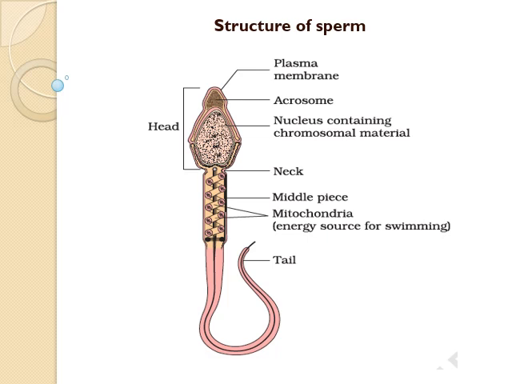The last part of the sperm is the tail. The tail consists of an axial filament. Already I said this axial filament is given by the distal centriole, which is present in the neck portion of the sperm. Here the tail helps the sperm to move inside the female reproductive tract towards the ovum for fertilization.